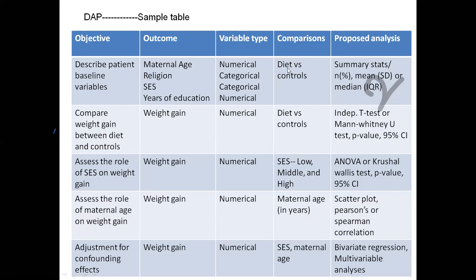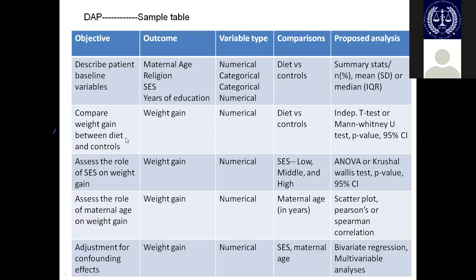So if you are interested in comparisons, then you specify, you are looking at comparison of these values between diet and controls. Then the statistician can propose summary statistics. If it is a numerical variable, like maternal age, it could be mean and standard deviation. If it is a categorical variable, you're looking at the frequencies and percentage. In case the numerical variable is not a bell-shaped curve, then you're looking at median or interquartile range, right? So that's the first objective.